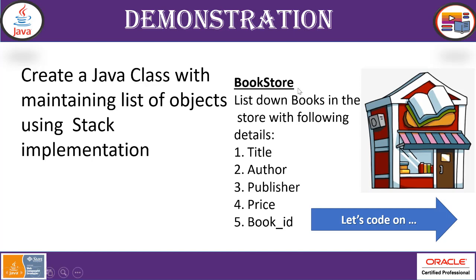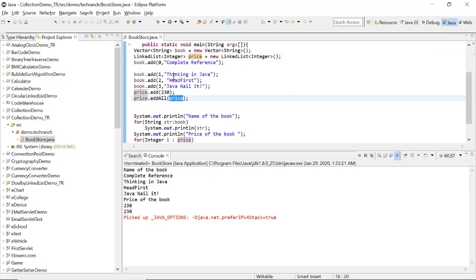We are going to create the class of the bookstore and have the book name and the price printed in a stack. So one stack will be for the book name, book title, and another is for price. So this is what we have: bookstore class, and we have vector. Now here, instead of vector, we are going to use stack.